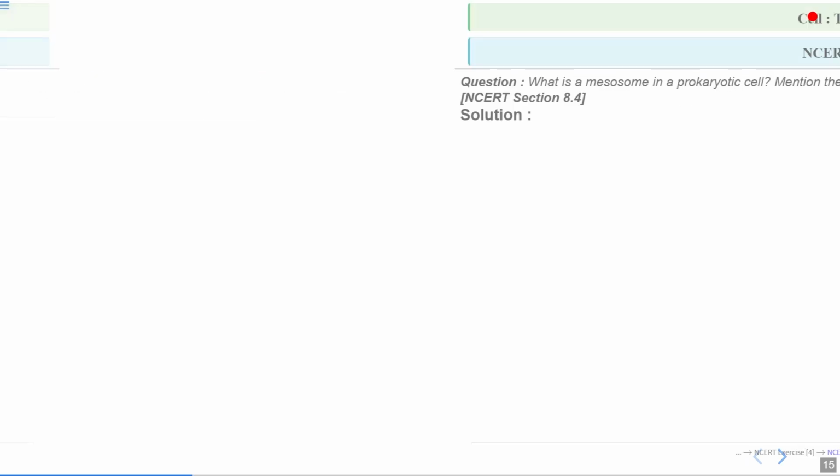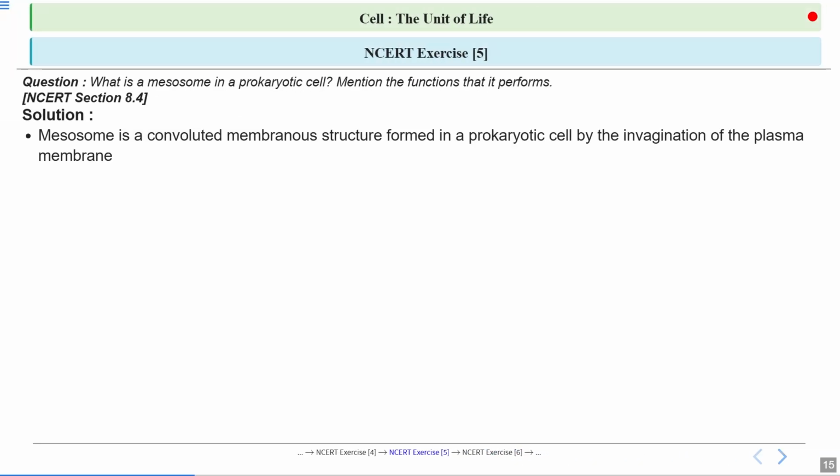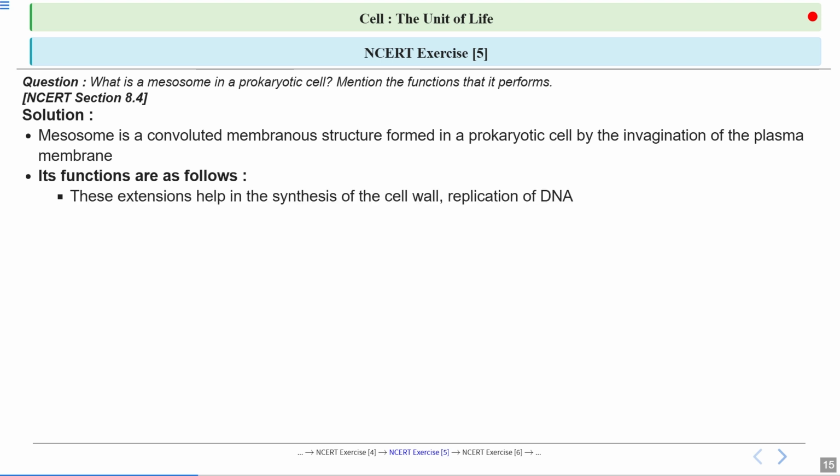So let's have a look at the answer. Mesosomes are convoluted membranous structures, or you can say they are extensions of the cell membrane. They are present in prokaryotic cells and they are invaginations of the plasma membrane, also known as the cell membrane. Its functions are as follows. First of all, these extensions help in the synthesis of the cell wall. They also help in the replication of the DNA, meaning duplication of the DNA. They also help in the equal distribution of chromosomes into the daughter cells.